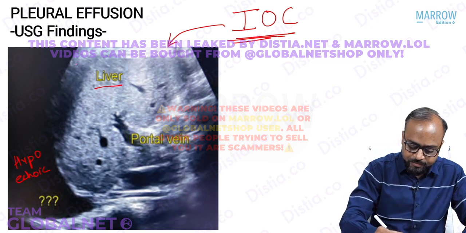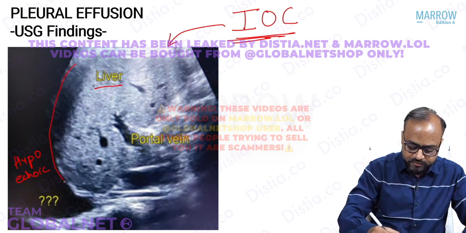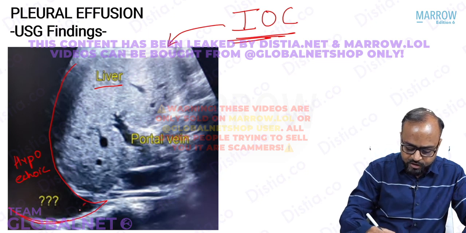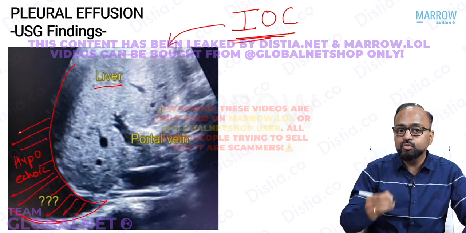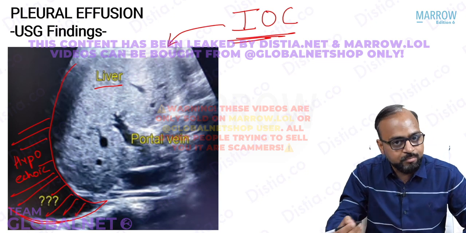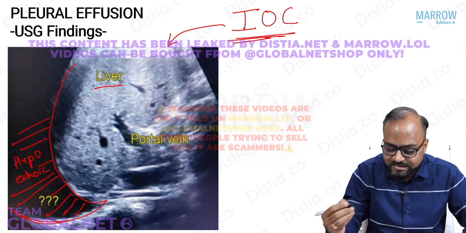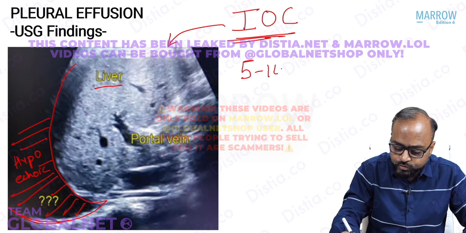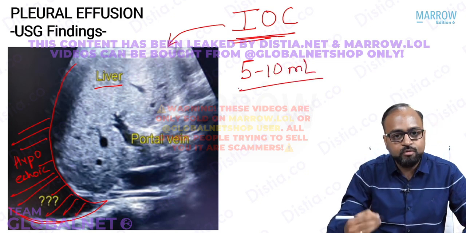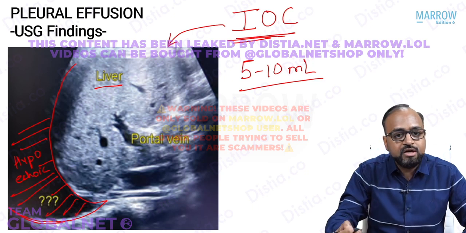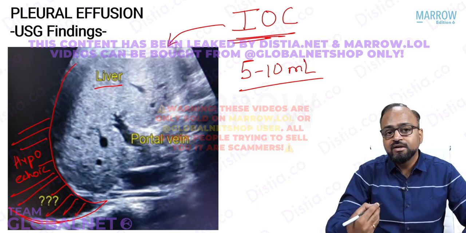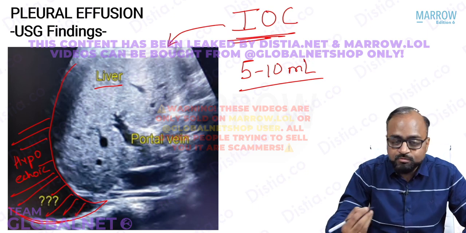So see, this is the liver parenchyma. On the upper surface of the liver is the diaphragm, right? This here is the pleural cavity. So all this black area or the hypoechoic area that you have here is nothing but the pleural effusion. This is how it will appear. So it can detect as little as around 5 to 10 ml of fluid, abnormal fluid collection, which has just started to occur.